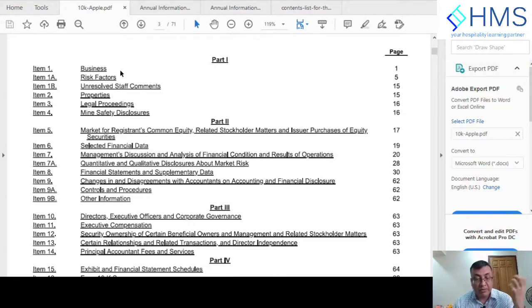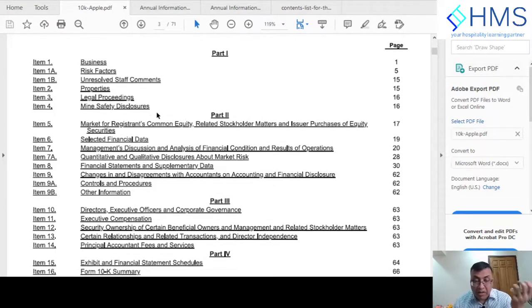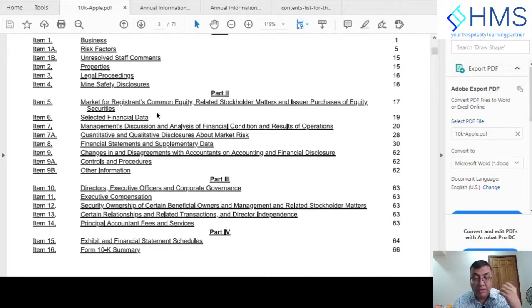The first part is about the business, risk factors, unresolved staff comments, properties and legal proceedings, and then the mine safety disclosure. Now, mine safety disclosure is only for the mining companies, but it's part of the standard, so it has to be there. The company may not provide any data about it because it may not be applicable to them. Then you have the market for the registrant's common equity and stockholders, then some selected financial data about the companies, like revenue, profit, the EPS and other related data.